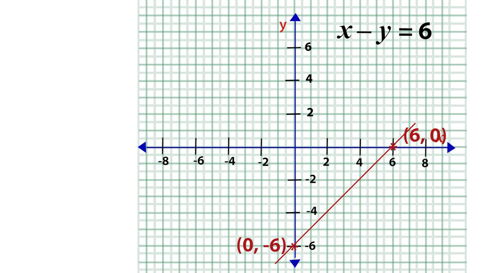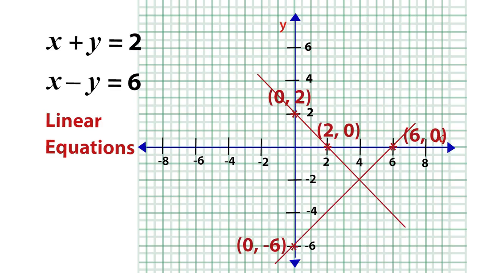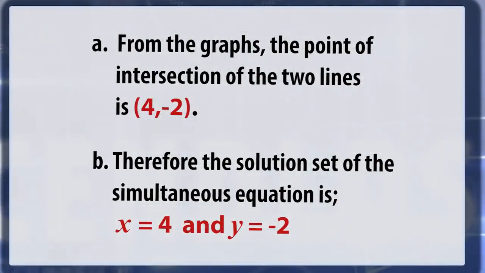So the two equations, x plus y is equal to 2 and x minus y is equal to 6, are linear equations, and on the same graph sheet will appear like this. Look at where the two lines meet. This is awesome. They meet at x equal to 4 and y is equal to negative 2. From the graphs, the point of intersection of the two lines is (4, -2). Therefore, the solution set of the two equations is x equal to 4 and y is equal to negative 2.